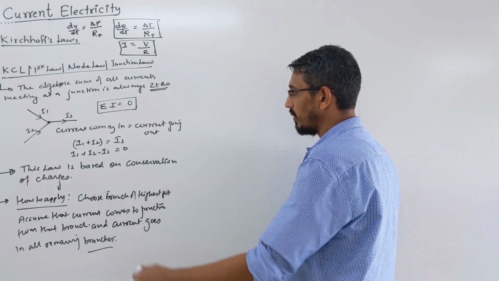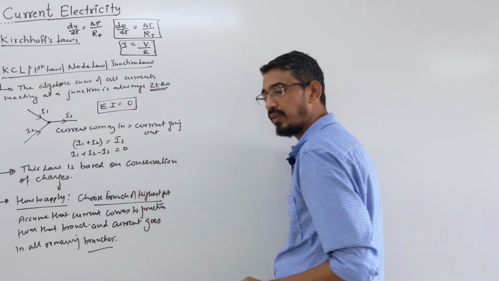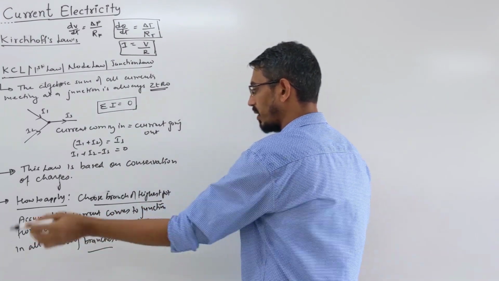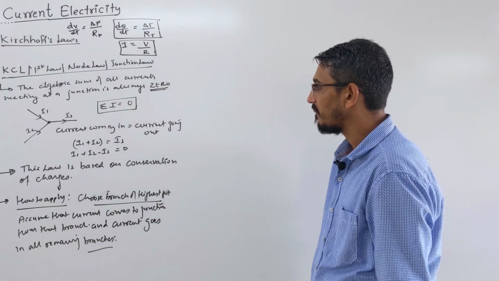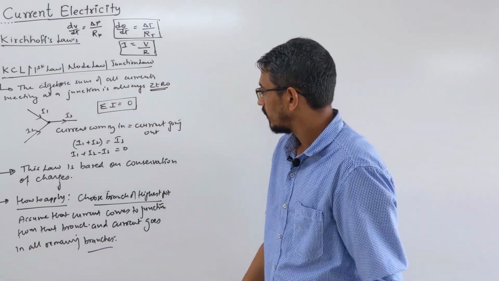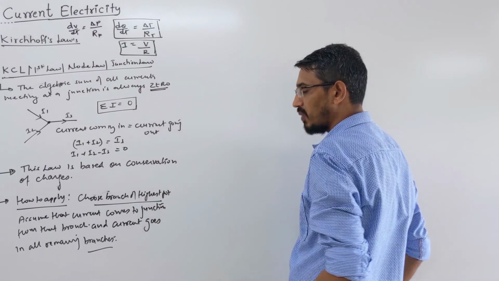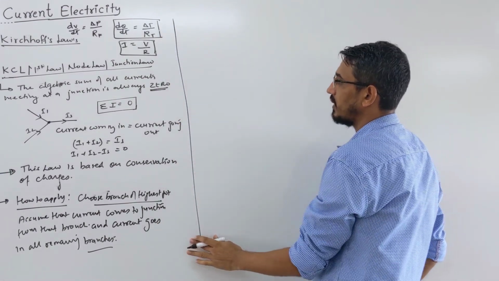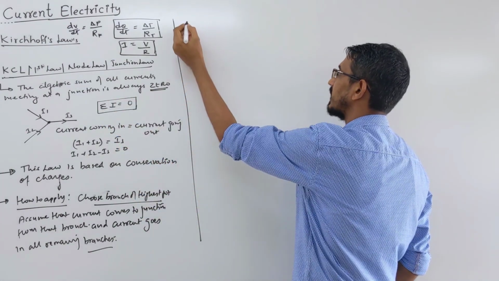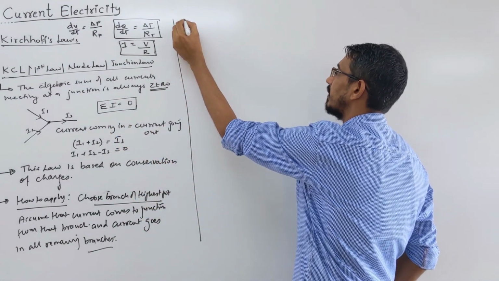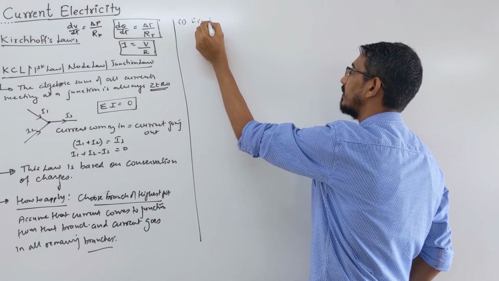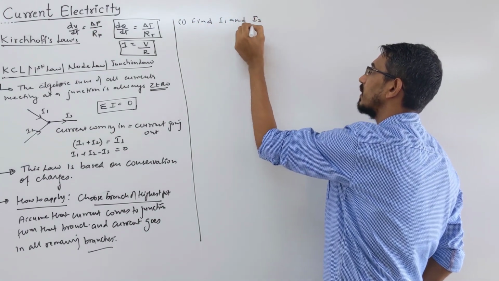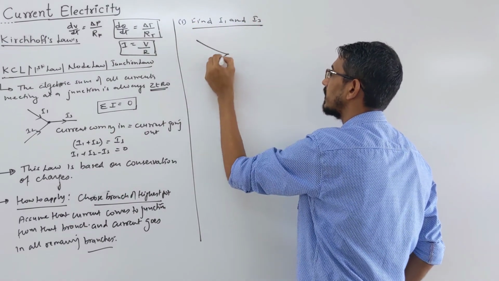Let's see this. So what we have to do? Choose the branch of highest potential. Assume that current comes from that branch to the junction and goes in all remaining branches, right? Simple. So let's see these things with the help of an example. How have they asked it in an exam? Generally they ask a simple question, so I am giving one example, say: find I1 and I3.